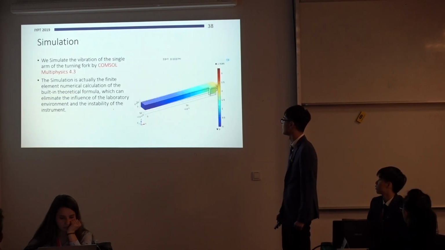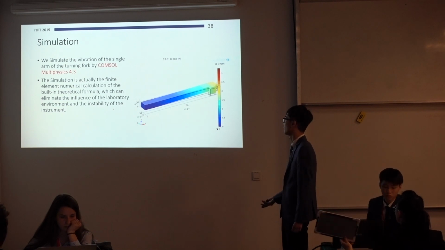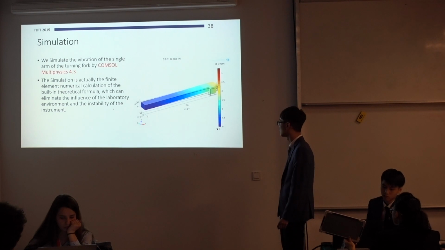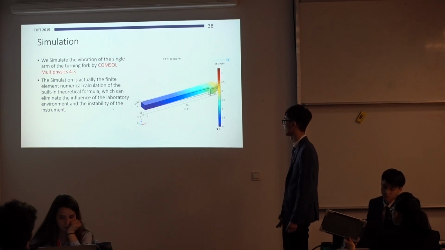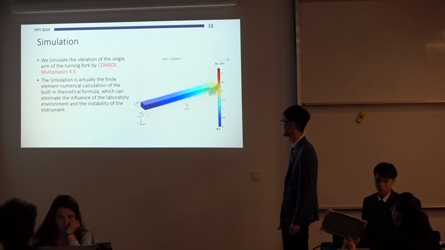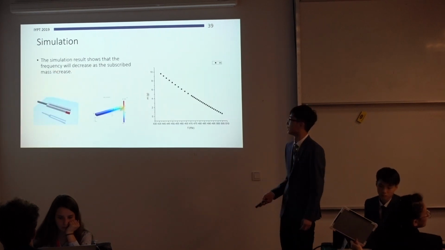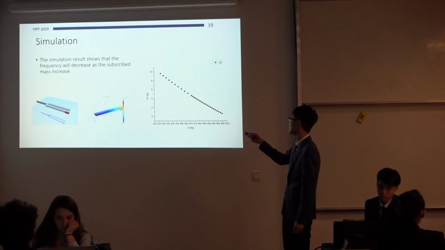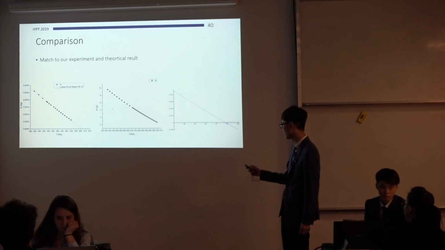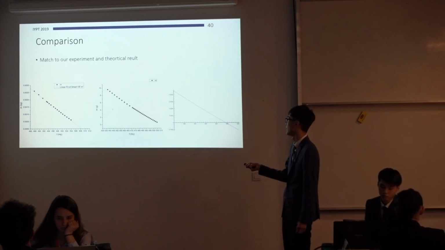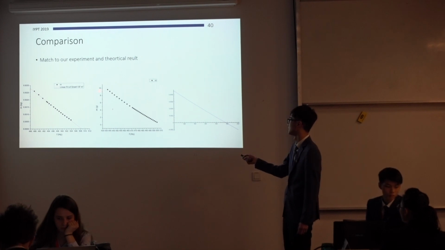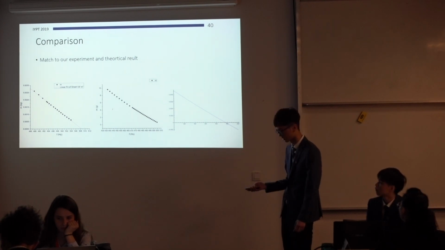And after that, we have simulated the vibration of a single arm of the tuning fork. And this simulation actually defines a numerical calculation of the theoretical formula, which can emulate the influence of the environment and the instability of the instrument. And the similar results show that the frequency will decrease as the subscribe mass increases. So if we compare the experiment we have here, the theoretical result and the simulation, they perfectly match.